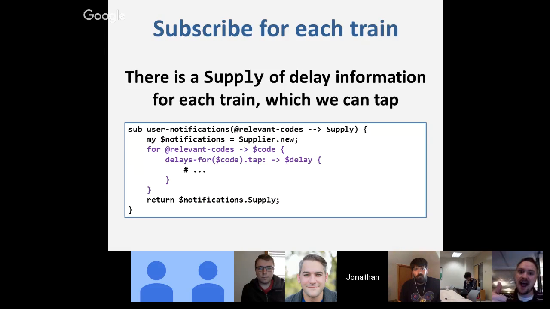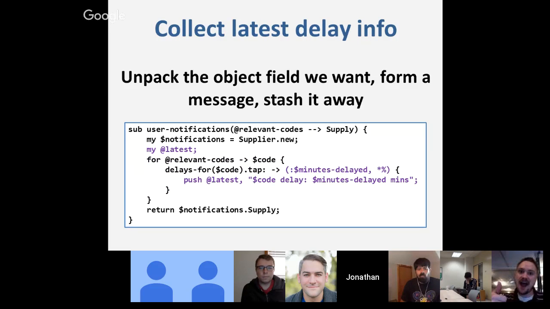So here we will just subscribe to the delays for each train. So we have a subroutine delay4, and we pass in the code of the train, and we get a supply back, and we tap it, and then our callback will be called every time that there is some kind of delay notified on that train. And then we'll just make an array.